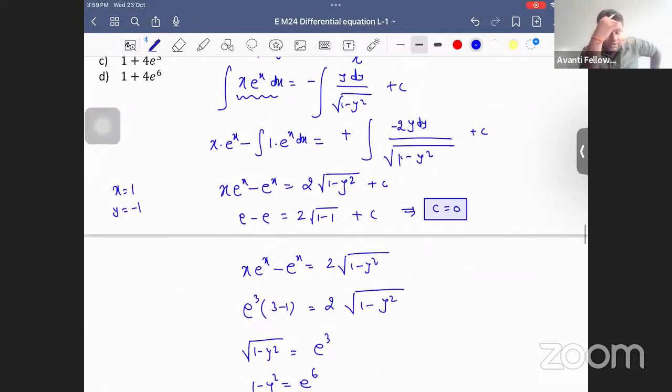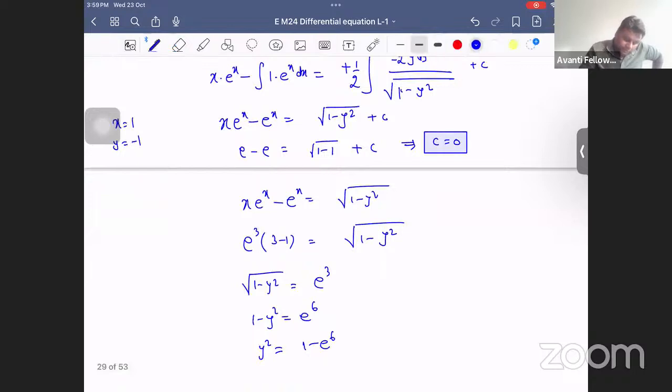This f dash x upon f. Okay, I multiplied by 2, I have to divide by 2 also. So then this 2 won't come, so it will be 2e cube. So 4e to the power 6. So 1 minus 4e to the power 6. This will be your answer.